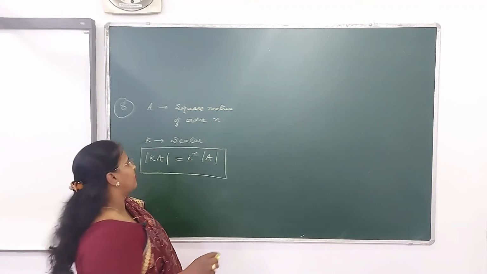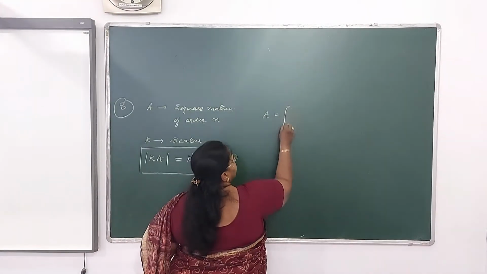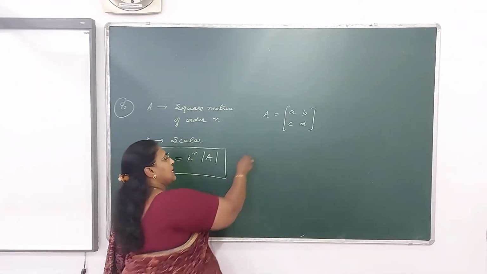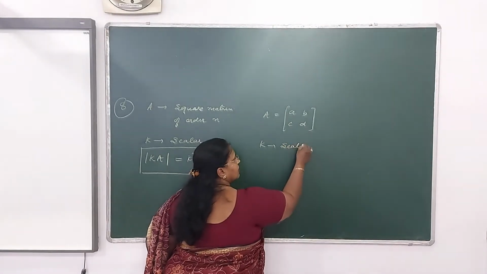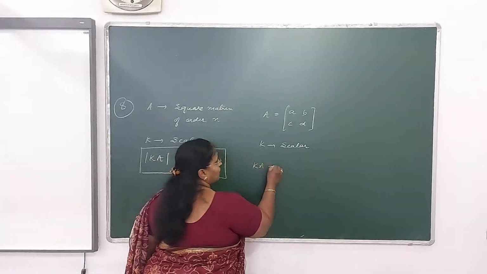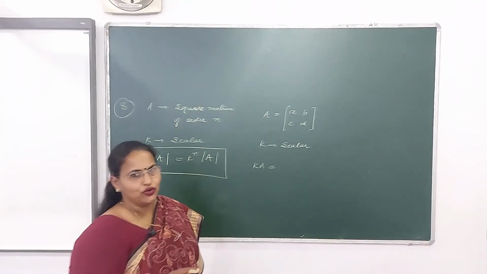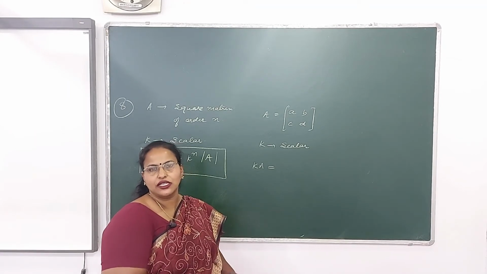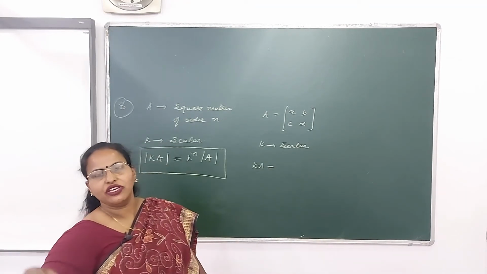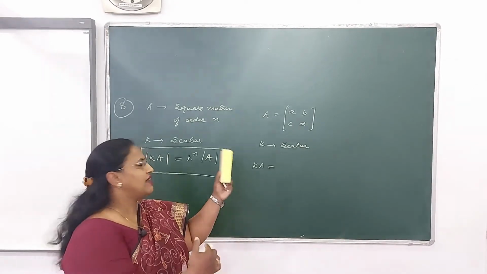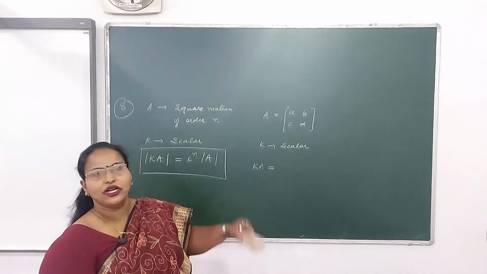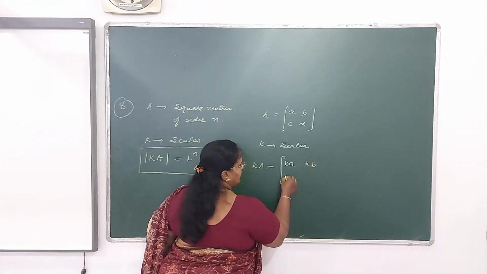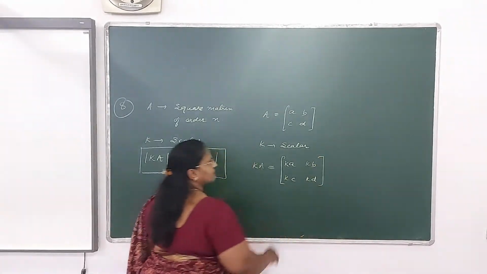Now let us see an example for this. Let A be a square matrix a, b, c, d of order 2, and k a scalar. Now what will be kA? In the very first lecture I told you, when a scalar is multiplied to any matrix, that scalar is multiplied to each and every element of the matrix. The same concept applies here. So this is ka, kb, kc, kd. This is what you will get.